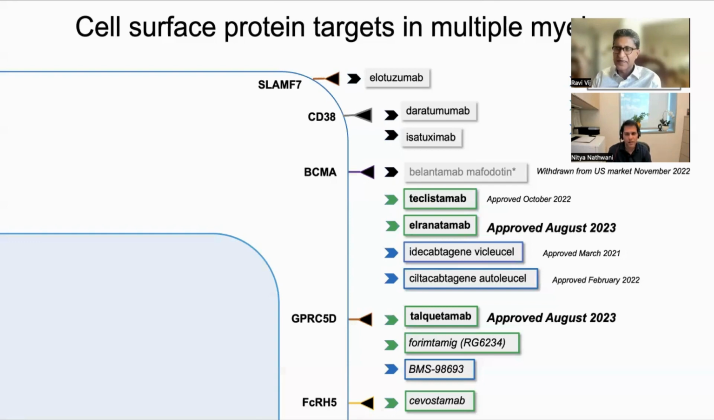And in that particular trial, there was an arm that included patients who had previously received T cell redirection therapy, and the response rate to talquetamab, even in those patients, was very high. So that's another good option.